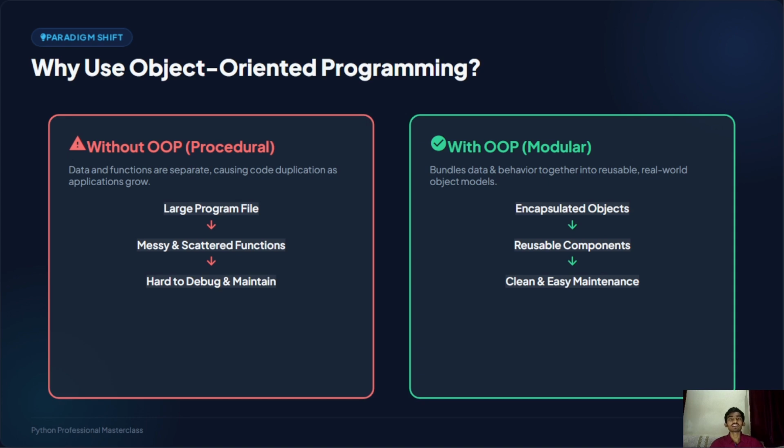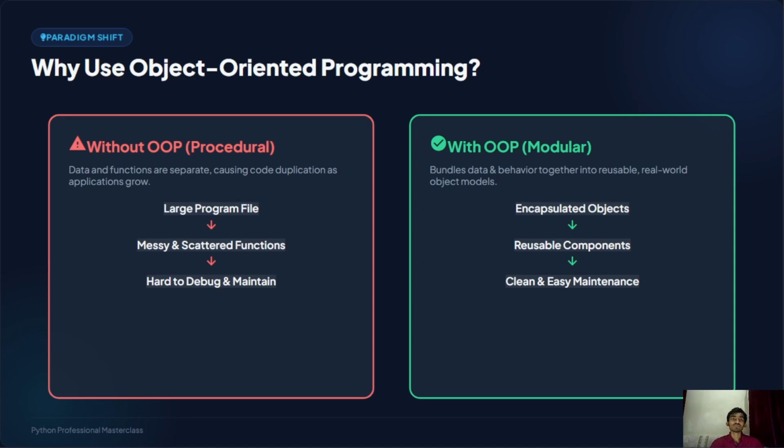Now imagine another approach. Instead of keeping data in one place and the functions somewhere else, what if we combine both together? For example, a student has a name, age, marks, and also actions like studying, attending class, and displaying information. Instead of storing these separately, we bundle them into one unit. This is exactly what object-oriented programming does. It groups data and behavior together. This makes programming much easier, cleaner, and more organized.